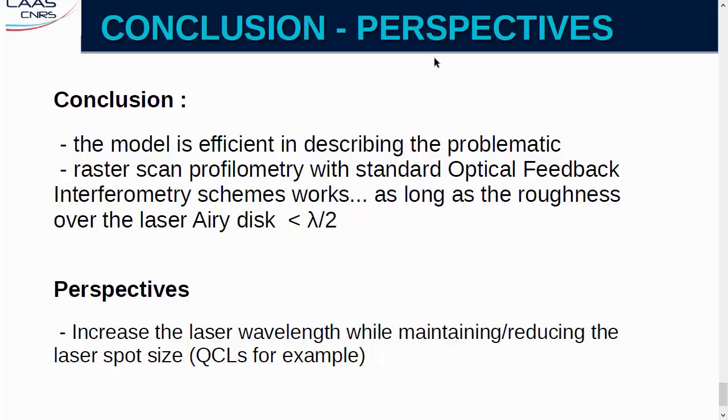So what are the perspectives with this method? Well, what you can do is to increase the laser wavelength a lot by using interband cascade lasers or quantum cascade lasers. And then by increasing this wavelength and reducing the spot size, maybe on certain targets, you can do a very fast and very efficient raster scan.